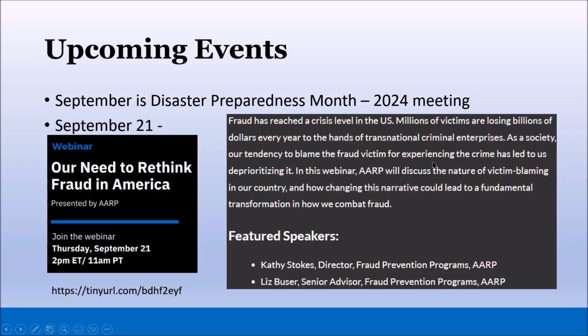Upcoming events, this is for 2024. September is Disaster Preparedness Month. Next year, you might want to think about having somebody from your city come and talk about it, or putting a presentation together for your members with a senior point of view. Our local community education for the hospital has a presentation about preparedness for seniors, and it is an excellent presentation.